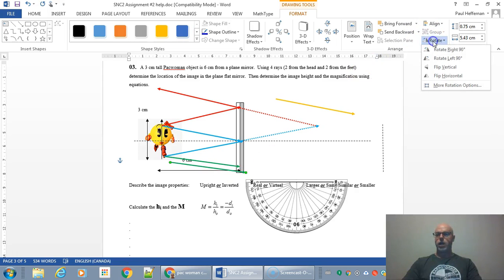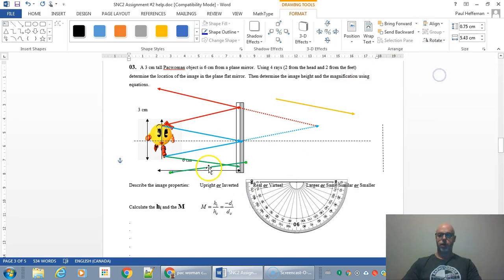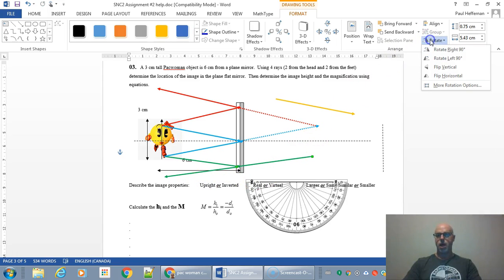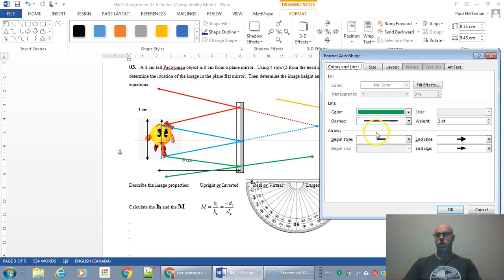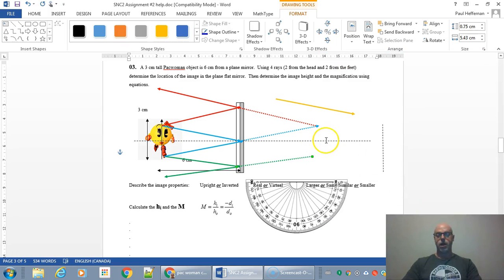Okay, it's going to reflect off at the same angle, 7 degrees, like that. So all I got to do now is draw the extension line going back into the mirror like this, and then make a dashed line out of it. So I'm just going to do that right now, make a dashed line. There we go.